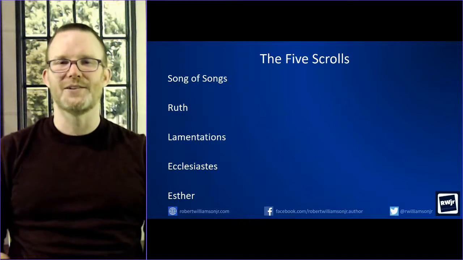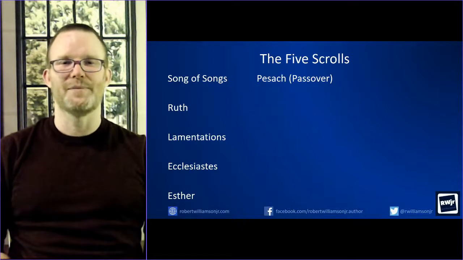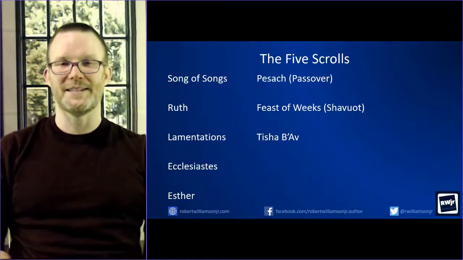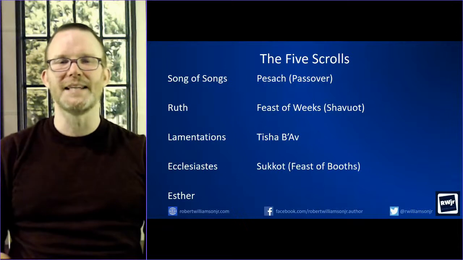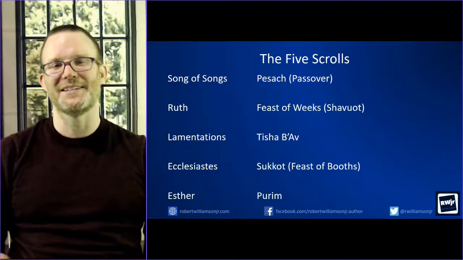Now, each of these books in the Jewish tradition is associated with one of the Jewish holidays. So the Song of Songs is read for Passover or Pesach. Ruth is read on Shavuot, or the Feast of Weeks. Lamentations is associated with Tisha B'Av, which is the day in which the Jews remember the destruction of the temple by the Babylonians, the first temple in 586 BCE, and all the other tragedies that have befallen the Jewish community since. Those are remembered on Tisha B'Av, the 9th day of the month of Av. Ecclesiastes is read on Sukkot, or the Feast of Booths, and Esther is read on Purim, a holiday which is actually named in the book of Esther itself.